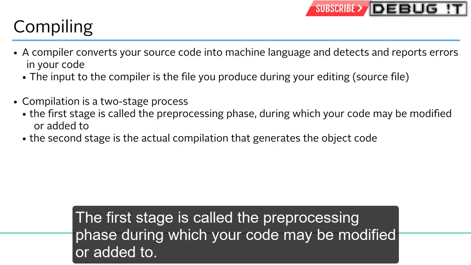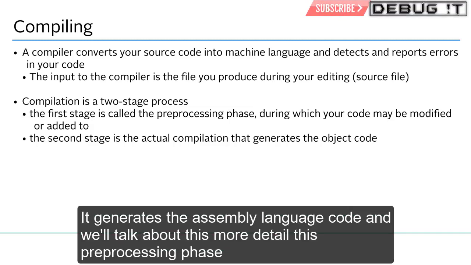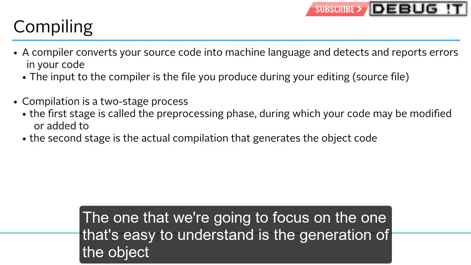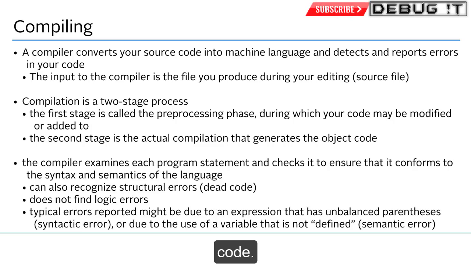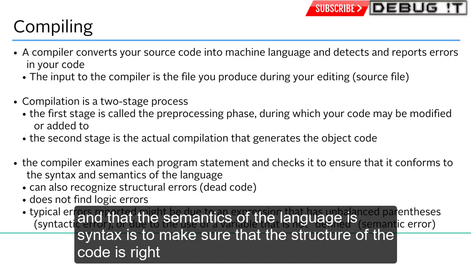Compilation itself, converting this code, is a 2-stage process. The first stage is called the pre-processing phase, during which your code may be modified or added to. The second stage is the actual compilation, which generates the assembly language code. We'll talk about the pre-processing phase in more detail, but you just need to know now that there are 2 stages when you do compilation. The one that's easy to understand is the generation of the object code. The compiler is going to look at each statement and make sure that the syntax is correct and that the semantics of the language are met.